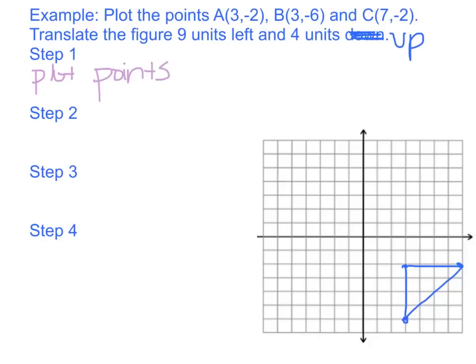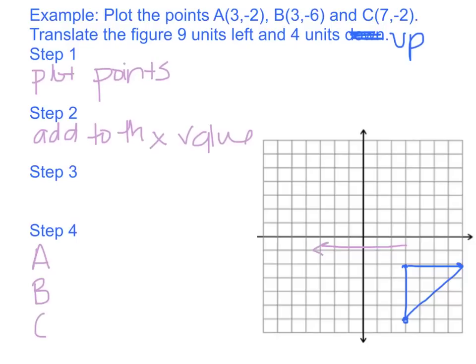So we are going to add to the x value. So if we look, it says translate left 9, and that's this way. So that's going to be our x, which means it's going to be a -9. So for each one, we're just going to move right down here. And as we add, we're going to make our new points.